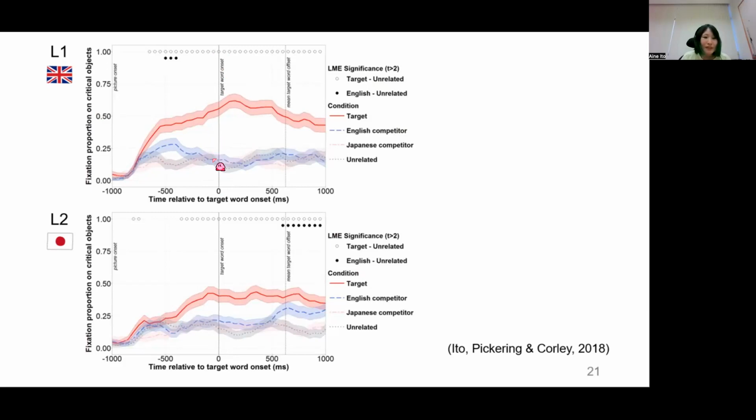And we can also see that looks to the English competitor happened before the target word onset. So these looks are both seen as predictive. That happened before the target word onset, right?